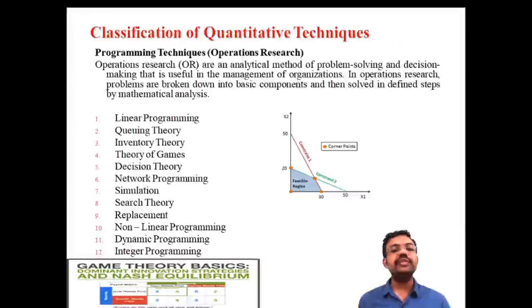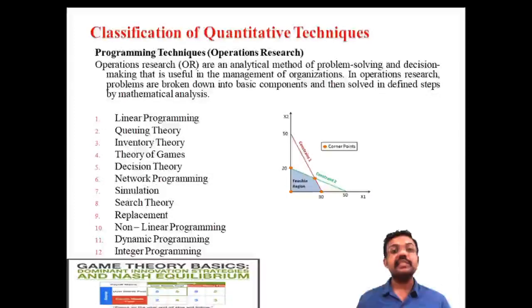And the third one is the programming techniques. The programming technique is also known as operational research. These techniques will be studied in your PG classes, and we have to study linear programming in the last chapter. That is one of the important topics in your syllabus. Programming technique is also known as operational research technique. These techniques are used for managerial decision making.